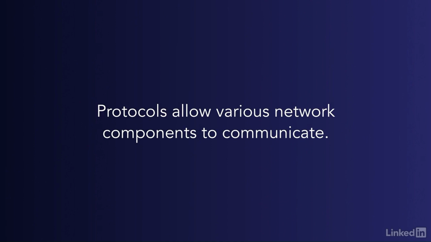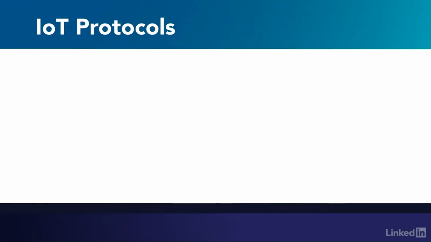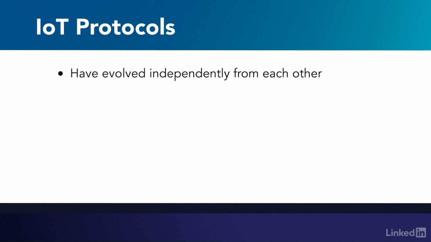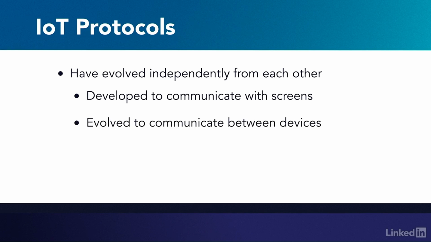The languages that allow the different parts of the network to talk to each other are called protocols, but this is equivalent to standards or sometimes referred to as layers. Especially in the operational technology network, these protocols have evolved separately and to their own purposes. They started as just communicating with screens, then between machines, and finally within local area networks.